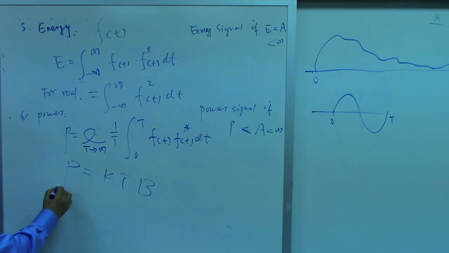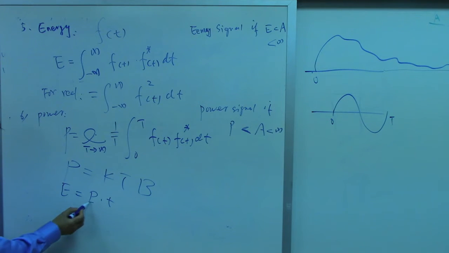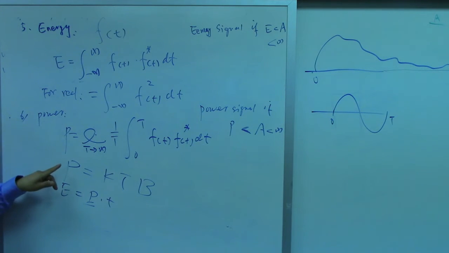But the energy E is power times T. Although the power is bounded, less than some constant, if your T goes to infinity, then E can go to infinity. So this is not an energy signal. Instead, it is a power signal.